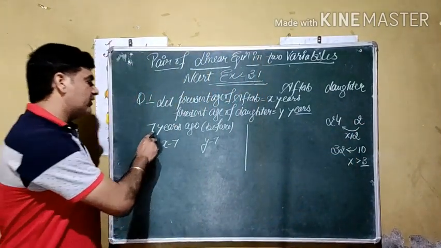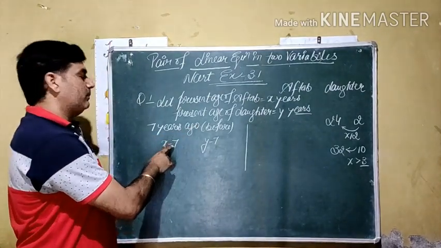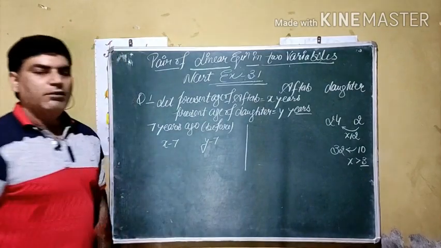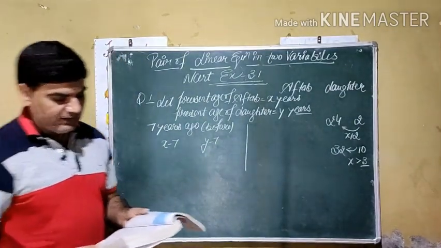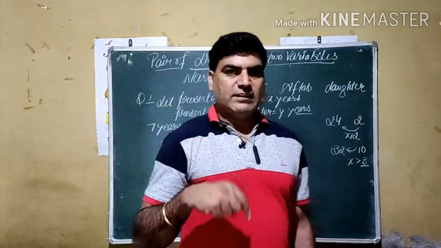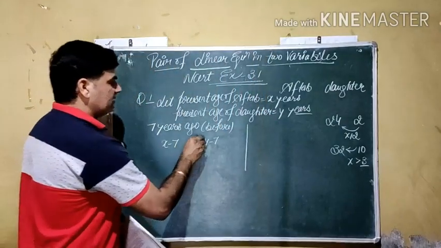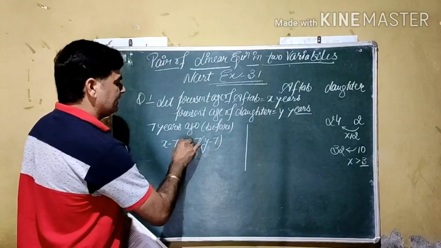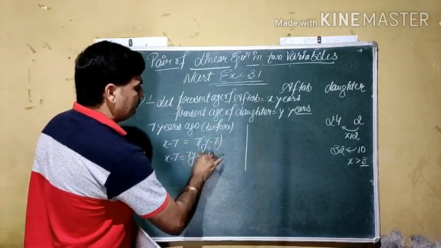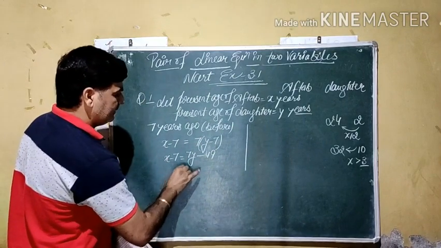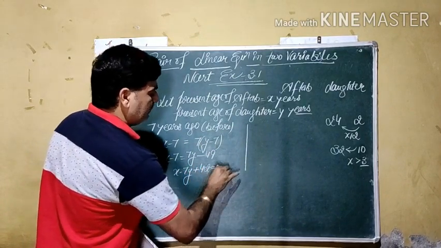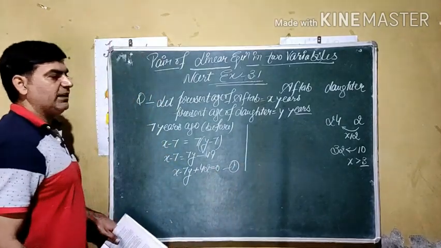In the same way, 7 years ago, the age of Aftab becomes x minus 7 and the daughter's becomes y minus 7. Here the relation is given: Aftab says he was 7 times as old as his daughter. So we get x minus 7 equals 7 times (y minus 7). If you open the bracket, 7y minus 49. Simplify, and we get this. This is the first result from the given statement.